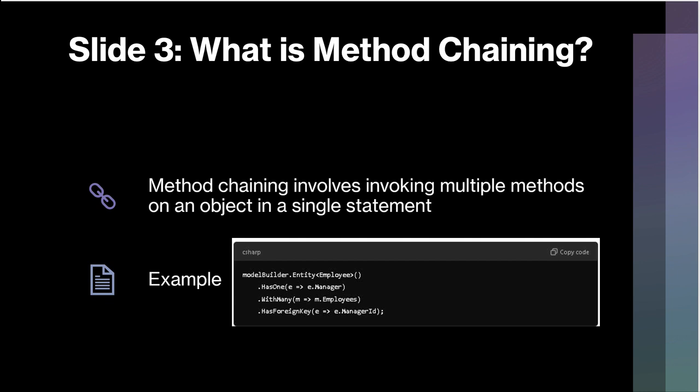A key part of the Fluent API is the concept of method chaining. Method chaining allows us to invoke multiple methods in a single statement, improving code readability and reducing repetition. So let's look at the example here. We define the relationship between an employee and their manager all in one line. This makes the code more consistent and easy to follow.